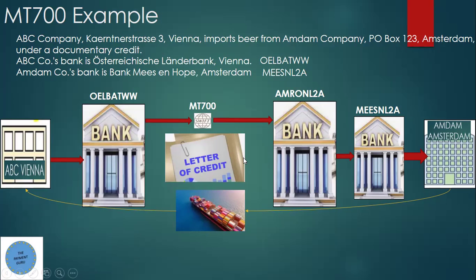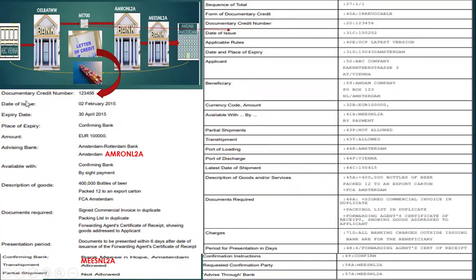All right, so now let's see this. The letter of credit has certain information which includes date of issue, expiry date, place of expiry, amount, advising bank, available with, description of goods, documents required, presentation period, confirming bank, and some additional information as well. Now, this information is part of a letter of credit between these two banks, the Vienna bank and your Amsterdam bank, which is your advising bank.